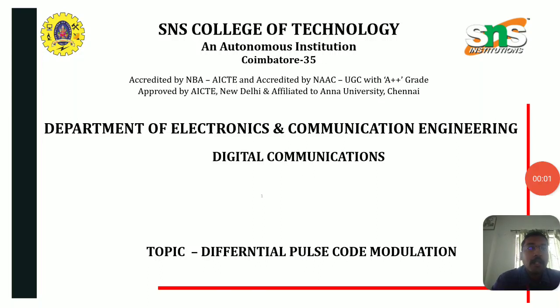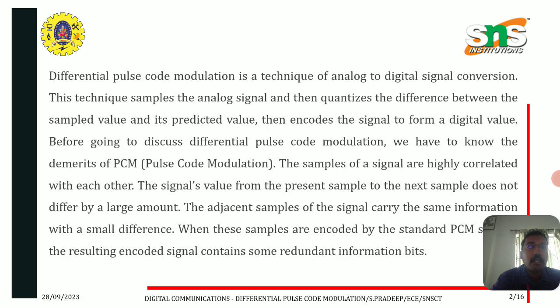Hi, good morning. Today we are going to see about differential pulse code modulation. Differential pulse code modulation is a technique of analog to digital signal conversion. This technique samples the analog signal and then quantizes the difference between the sampled value and its predicted value, then encodes the signal to form a digital value.